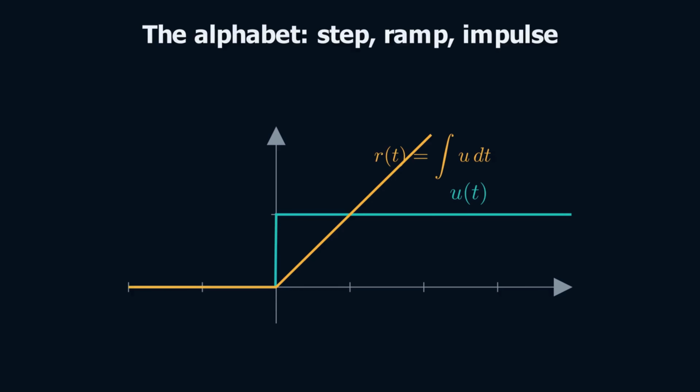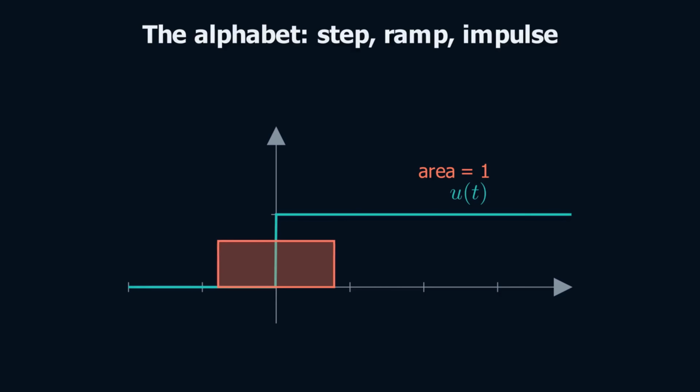But the most important letter comes from asking a dangerous question: what is the derivative of the step? 0 everywhere except at the jump, where the slope is infinite. So we build it as a limit. Take a rectangular pulse of area 1. Squeeze its width toward 0, and its height must grow toward infinity, but the area stays locked at 1. In the limit, we get the impulse, delta of t, infinitely narrow, infinitely tall, area exactly 1, which is why we draw it as an arrow, labeled by its area, not its height.